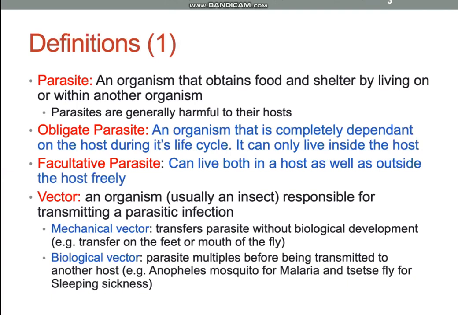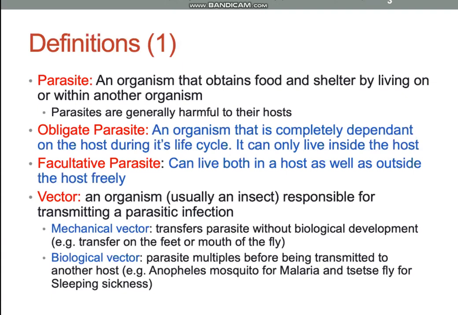Facultative, on the other hand, means optional. It's flexible, can live both in the host as well as outside the host freely. Freely means it can support itself. It can obtain nutrition, like for example, living freely in the water stream, in the soil, on food, on surfaces, of course, for a certain amount of time before other hosts accidentally get it back to complete the life cycle. But at least these kinds of parasites have the option to live either on a host completely, or it can carry on outside the host freely, as for example in water and soil and surfaces and so on.